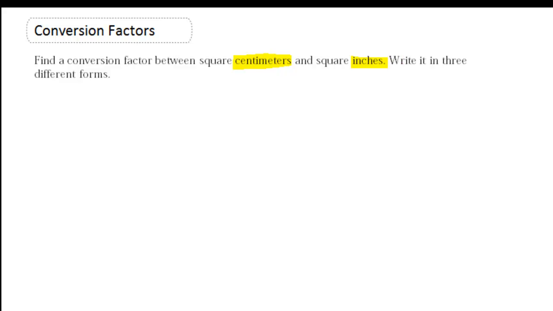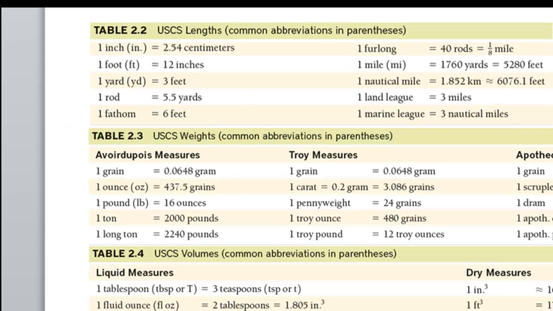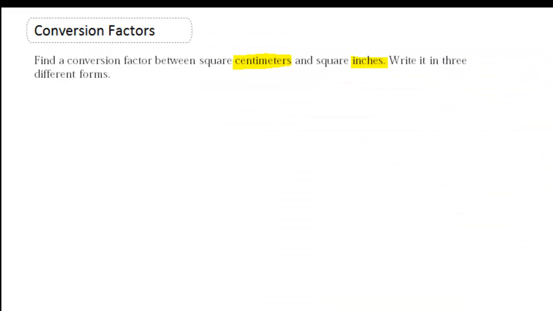Alright, so if I'm going to do that, let's go to our conversion sheet, which are all tables from your textbook, or they're on a common sheet that I gave you that should look pretty similar to this. And I see it right there. It's this one up here. It says 1 inch is 2.54 centimeters. Okay, so 1 inch is equal to 2.54 centimeters.